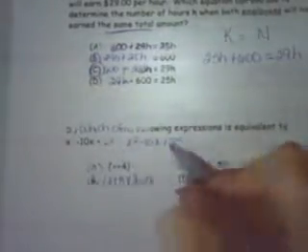Since it's multiple choice, I could take an answer and see which one fits this. Let's try C, x minus 5 squared. That's going to become x minus 5 times x minus 5. Foil that out: x times x is x squared, x times negative 5 is negative 5x, negative 5 times x is negative 5x, and negative 5 times negative 5 is plus 25. So I'm going to get x squared minus 10x plus 25. That's what we are looking for.